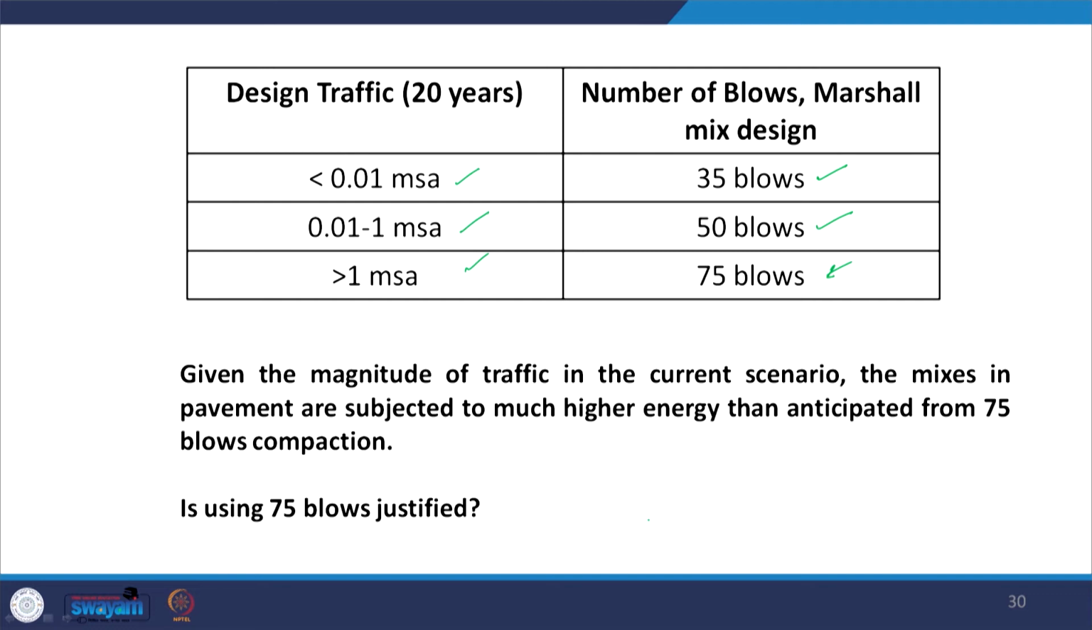But today we can have traffic on the pavement of more than 100 million standard axles, which is very common, and therefore you can understand that the pavement, because of this high level of traffic, is subjected to much higher energy. Using 75 blows of compaction to prepare the asphalt mixture is sometimes questionable, and this is probably one of the reasons that the Superpave mix design was adopted in the US by most of the state agencies, and they use a Superpave gyratory compactor.